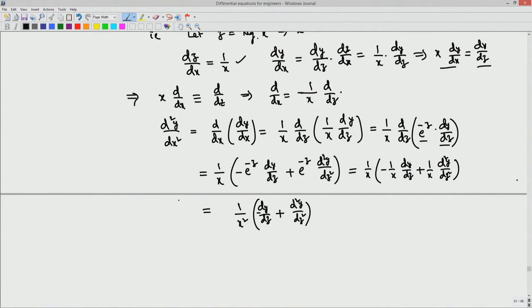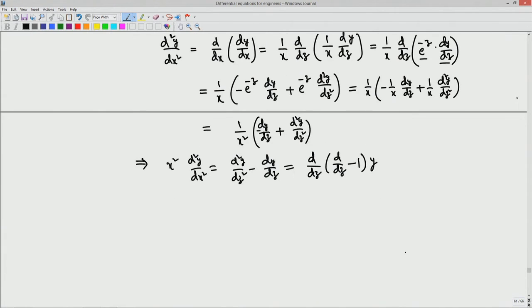So from the left hand side and right hand side, x square d square y by dx square is equal to d square y by dz square minus dy by dz. So you have d dz and d dz minus 1 operating on y, these are the two operators. If you do one more derivative, this is what you will get. So this is what you can replace.